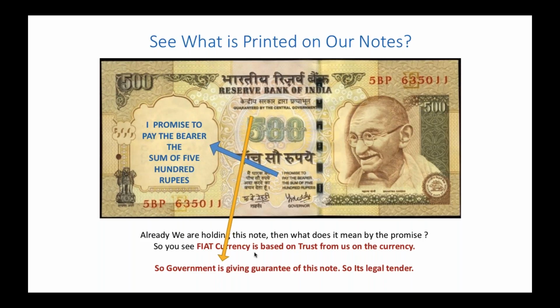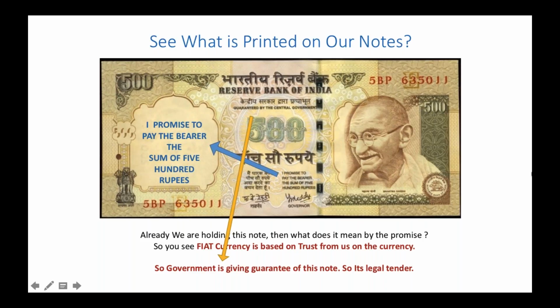Let's come back to the next point. Let's see what exactly the rupee is. Like we see the Indian rupee 500 note, 1000 note. Have you ever looked at it? If you see, there are two things on the note. One says, I promise to pay the bearer the sum of 500 rupees. Now, what does it mean? I already have this 500 rupee note. So what is this promise exactly, with the signature? It's just a promise.